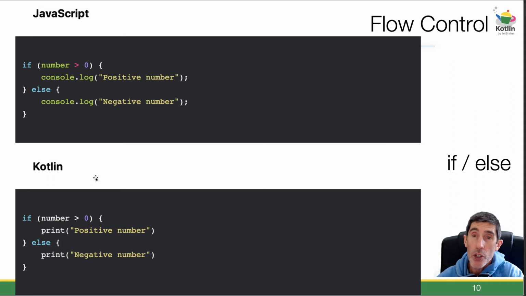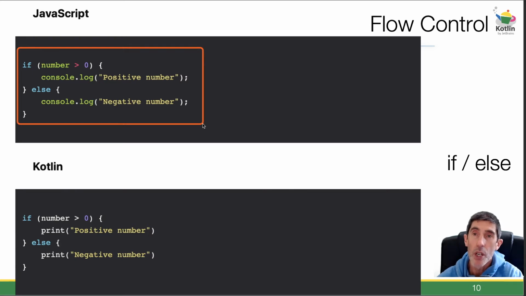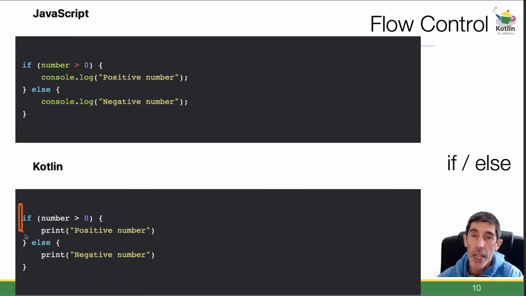To talk a little about flow control, the first one, very common, is if else. In JavaScript we'll say something like this: if our condition, in this case number greater than 0, do something, or else do something else. In this case just a console.log. Virtually identical in Kotlin. So same condition, just a slightly different statement to print it out, no semicolons, but other than that, identical. So again, no major difference there between JavaScript and Kotlin.